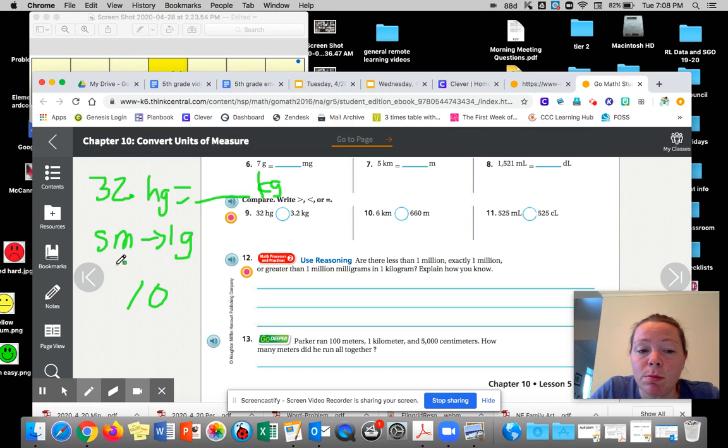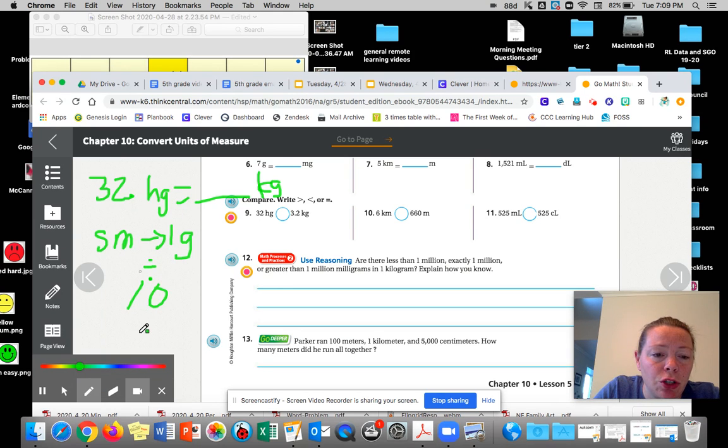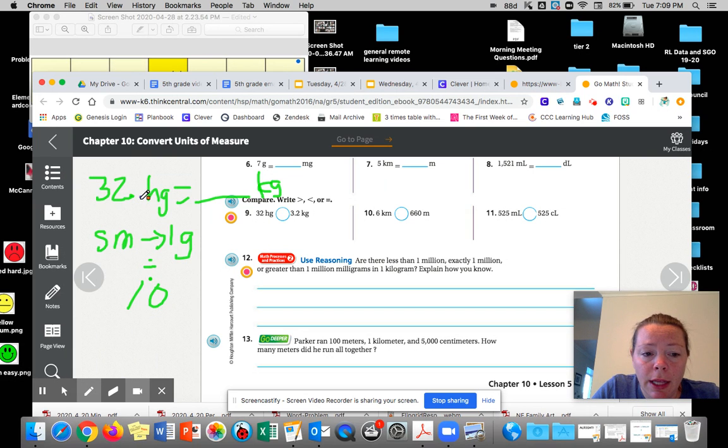And since I'm going from smaller to larger, I'm going to divide. So I'm going to divide 32 by 10. I'm going to think about where my imaginary decimal point in a whole number is, because this is a whole number, 32. I'm going to divide it by 10 and move my decimal point. So 32 hectograms is equal to 3 2/10 of a kilogram. I'm going to write that there so that I can visually see it. And right here, I can fill in that 32 hectograms is equal to 3 2/10 of a kilogram.